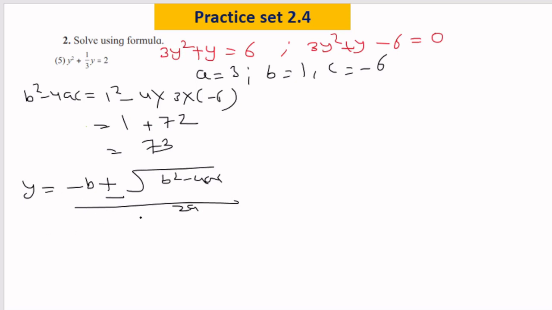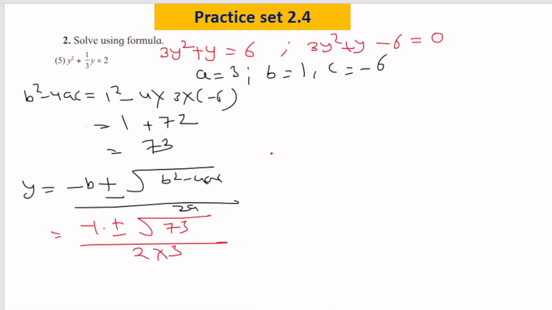Do not miss to write this formula every time. This is required, right? If you miss this, chances are you might lose half a mark. So x = (-b ± √(b² - 4ac)) / 2a, so -1 ± root 73 divided by 2 into a, which is 3. There is no square root available for 73, so we can write it as it is, right?